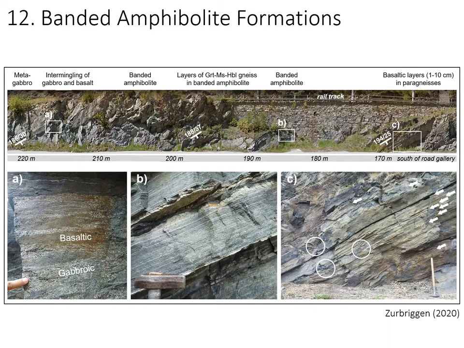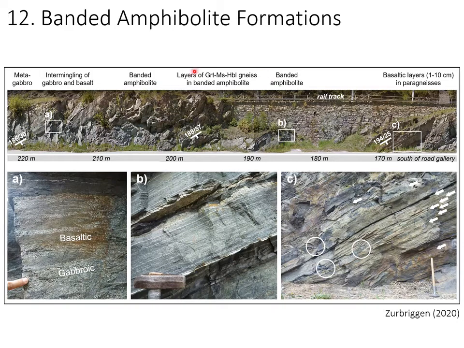This is another example of a banded amphibolite formation from the Silvretta map. This spot is about 200 meters thick, and it's a nice example of how large the variety is of different lithologies within this one and the same banded amphibolite formation. So we have metagabbros, we have intermingled rocks, like we see here, of basaltic schollen within a gabbroic matrix. We have banded amphibolites like shown here, so this comes from over here. The bands are from millimeter to centimeter scale.